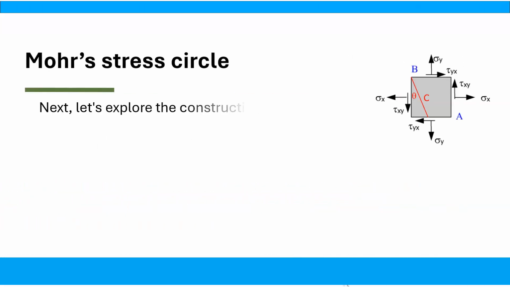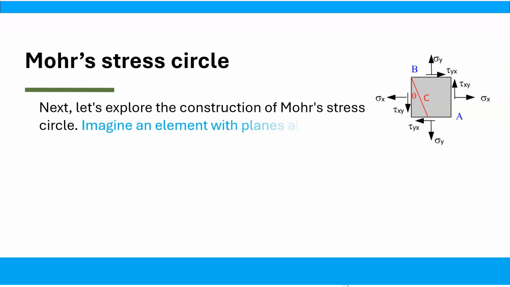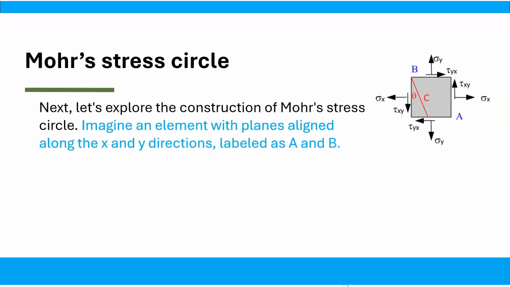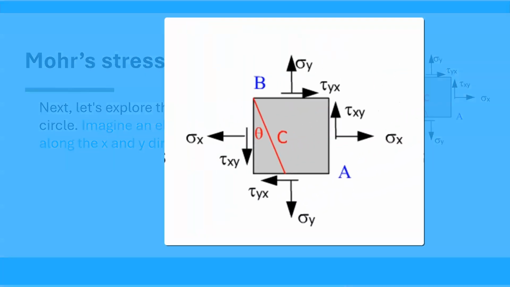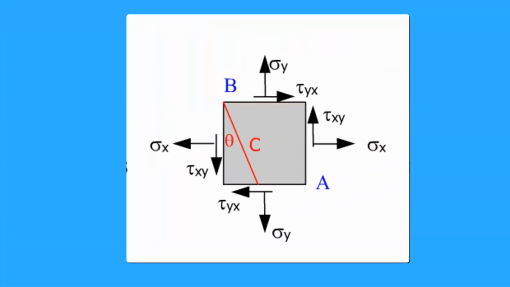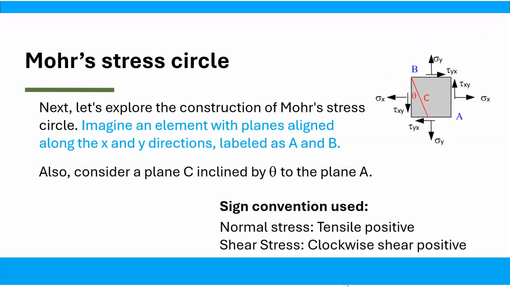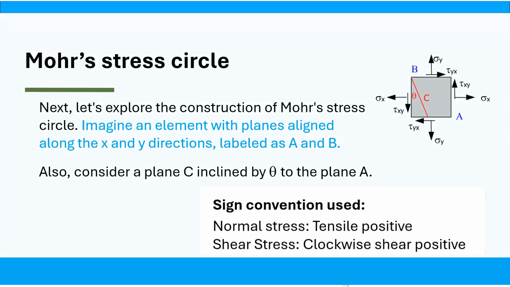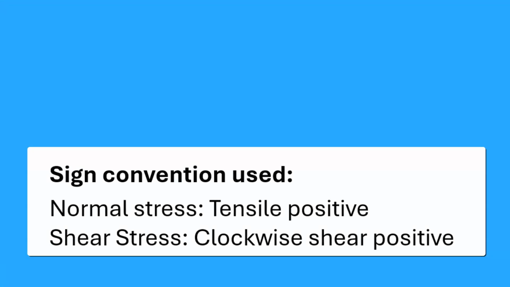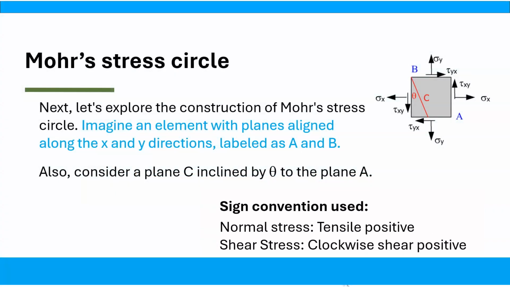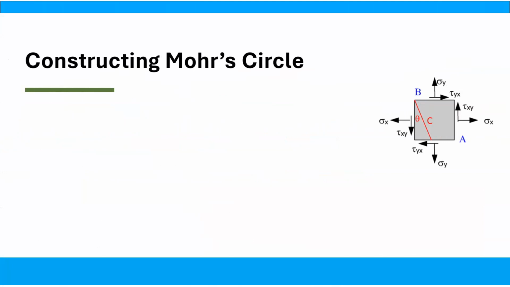Next, let's explore the construction of Mohr's stress circle. Imagine an element with planes aligned along the x and y directions, labeled as A and B. Also, consider a plane C inclined by theta to the plane A. To construct Mohr's stress circle, it is necessary to follow a specific sign convention. In this convention, the normal stress is considered positive if it is tensile, and the shear stress is deemed positive if it causes a clockwise rotation of the element. We now look at how to draw Mohr's stress circle for the stress element shown here.